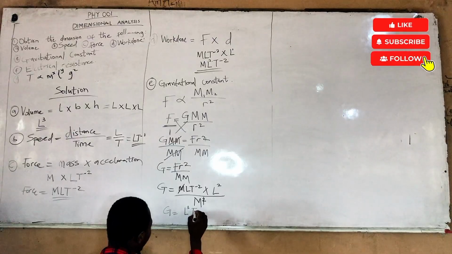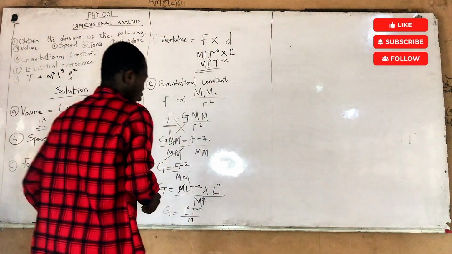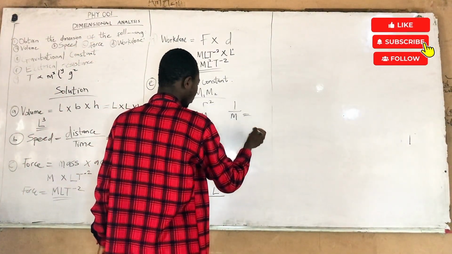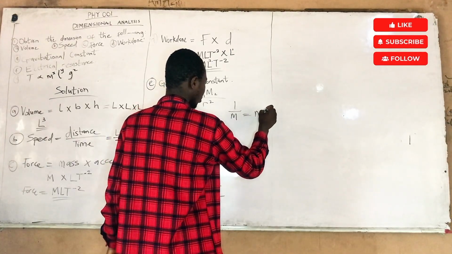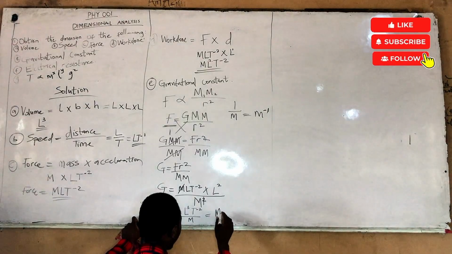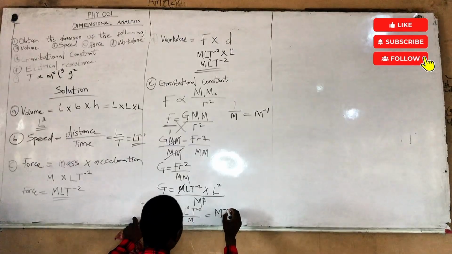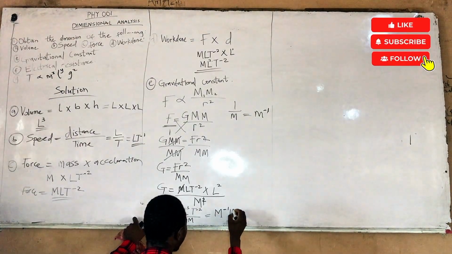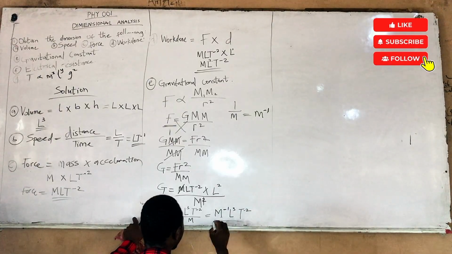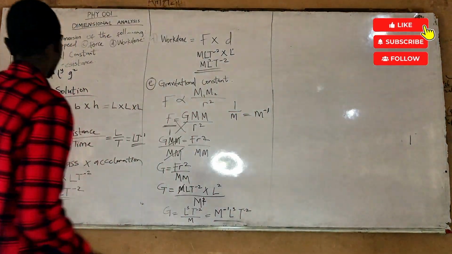That's L minus 2 over M, right? So like I said before, if you have something like M over 1, it should be M raised to the power minus 1. In this situation now, you can say M raised to the power minus 1, L raised to the power 3, and T raised to the power minus 2. That's the answer. Okay, let's move to the next one.